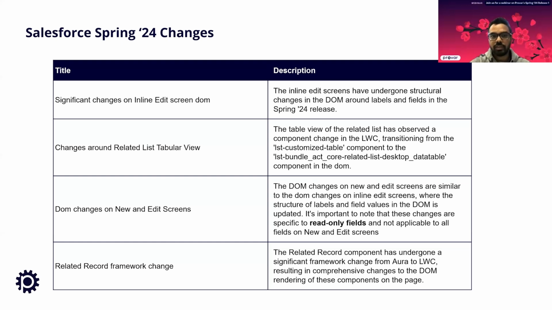The fourth one is one of the big ones. It is around related record. In every release, Salesforce is migrating their Aura framework to the LWC framework, and they have done it in the past for different components. This time it was related record that was impacted by that change. It means earlier the framework was Aura, and now it has been upgraded to LWC. What does it mean? It means the whole rendering of the DOM has been changed based on the LWC rendering. So this will be widely impacted as a part of the Spring 24 release.